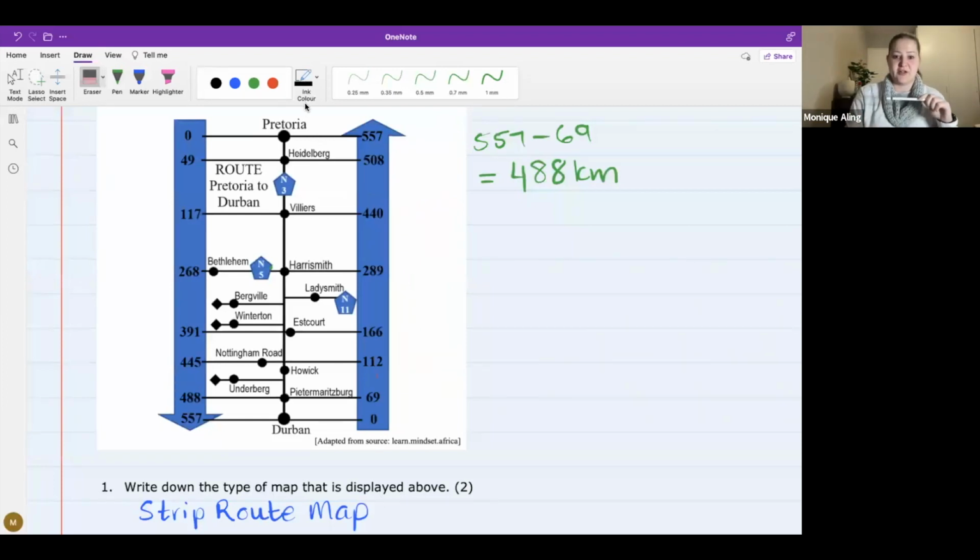Okay, good. Okay, so from Pretoria, we're traveling down this road, which is the N3. And when we get off the N3, we go onto the N5 to get to Bethlehem.